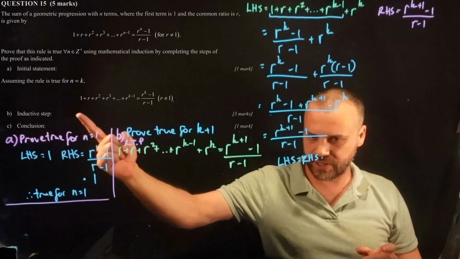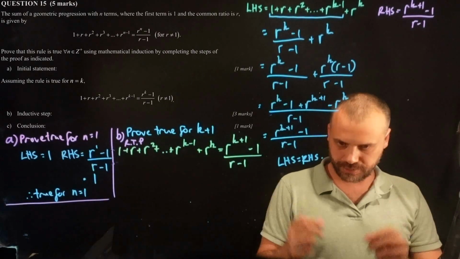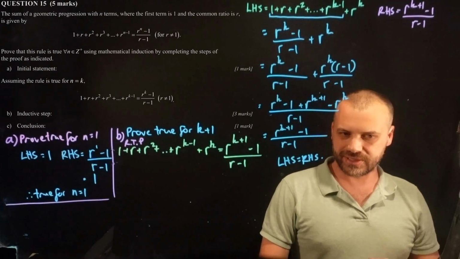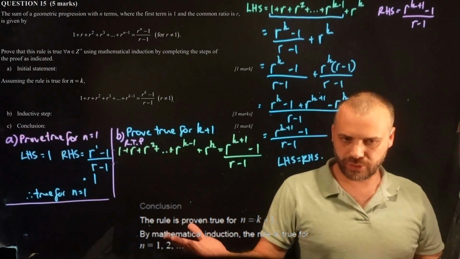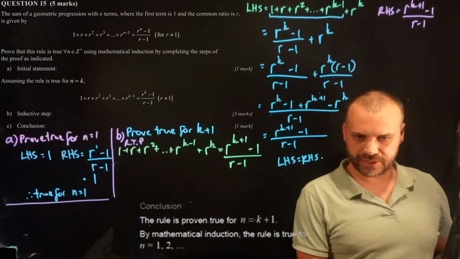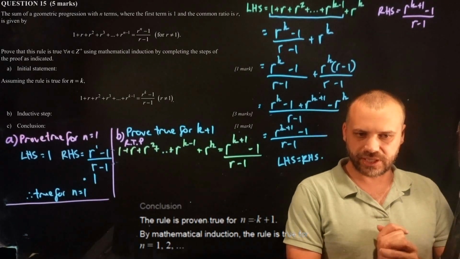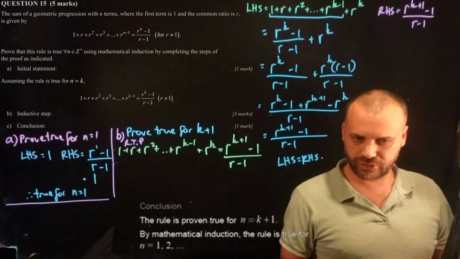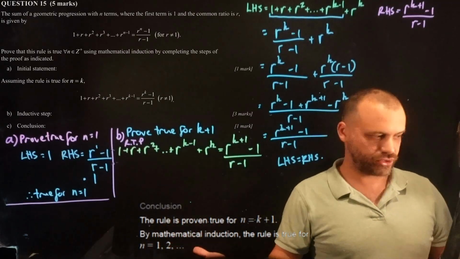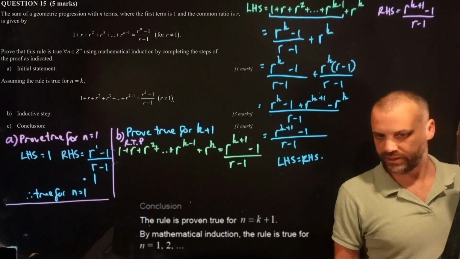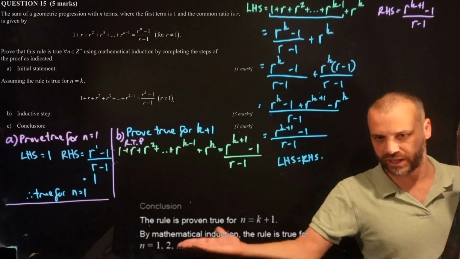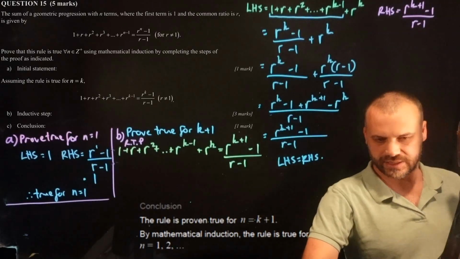Final step, because we've done part B now, we need an answer to part C, just the conclusion. This is the conclusion that the QCAA comes up with. The rule is proven for n equals k plus 1. By mathematical induction, the rule is true for n equals 1, 2, etc. That's it. Conclusion. Single mark for something that looks like that.